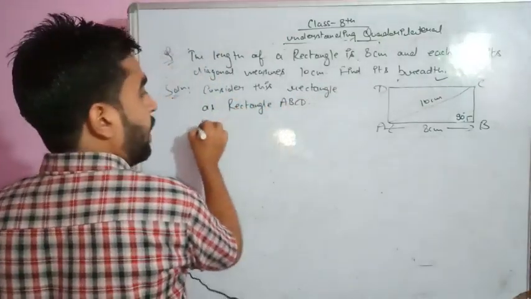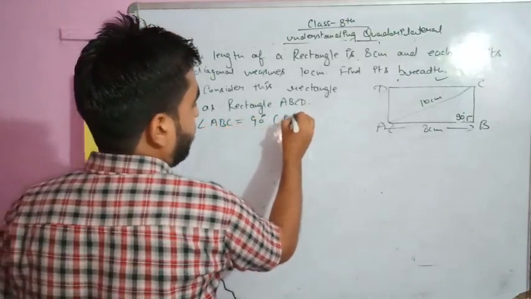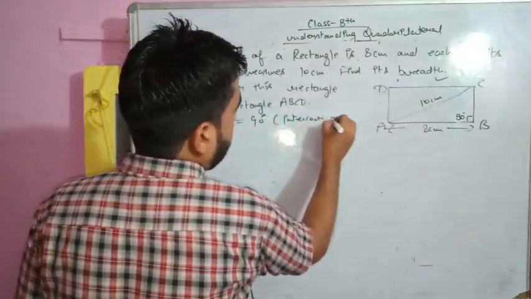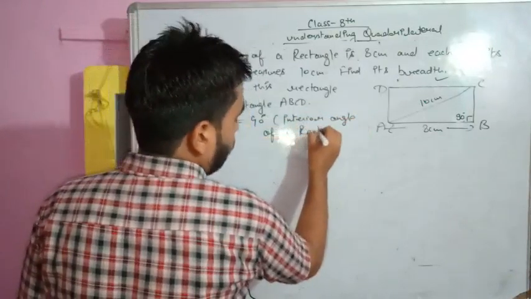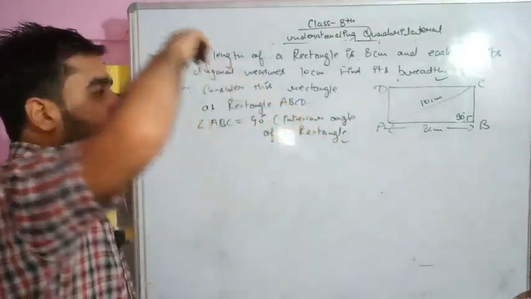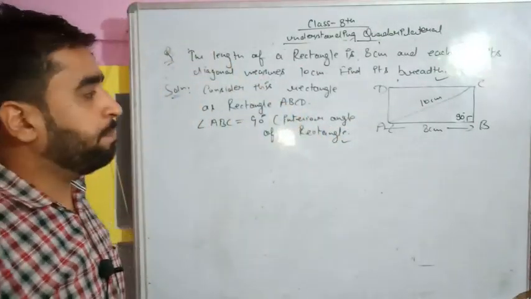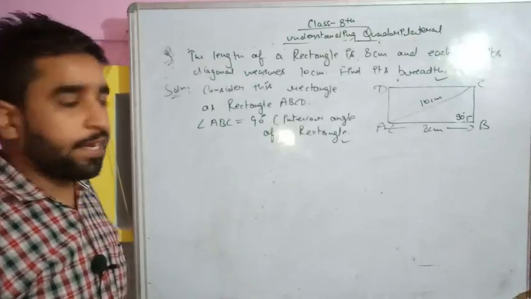Now angle ABC is equal to how much? 90 degree, in bracket, interior angle of a rectangle. Now students, if we know the interior angle of the rectangle, what can we do now? We can apply which theorem? Because this is a 90 degree angle, triangle ABC is a right angle triangle.